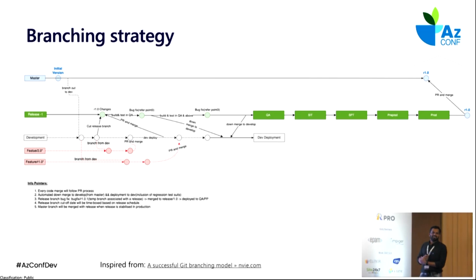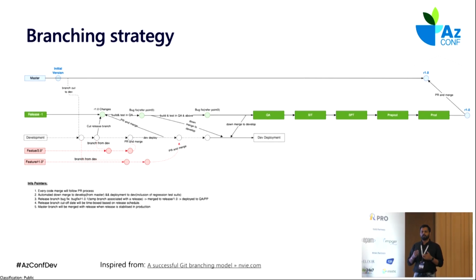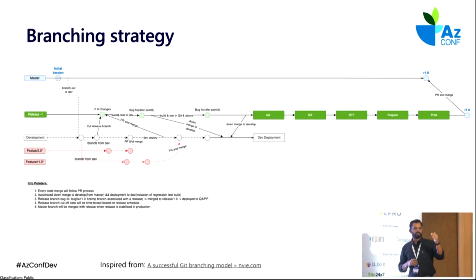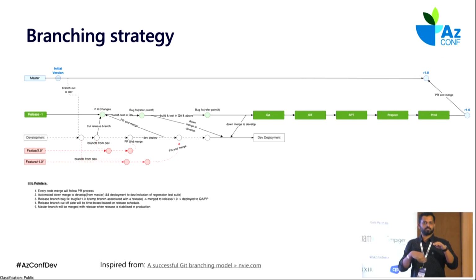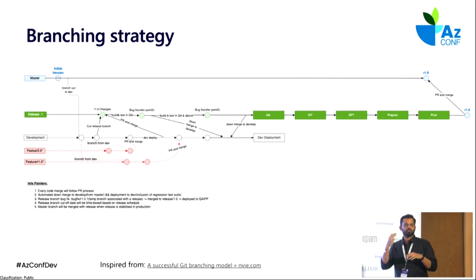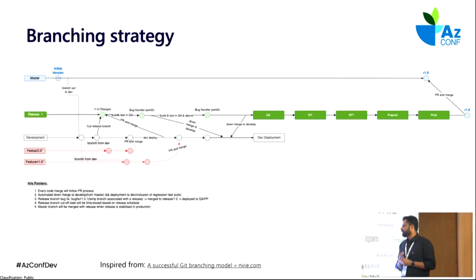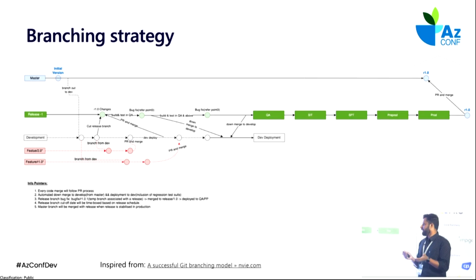So the reason we have to do this is to enable multiple releases to work in parallel. If you don't have such scenarios, you don't have to really go this route. You can have a simple main branch or master branch, and then feature branches, merge everything into that, and then you can start deploying them, okay? So this is purely based on your need.